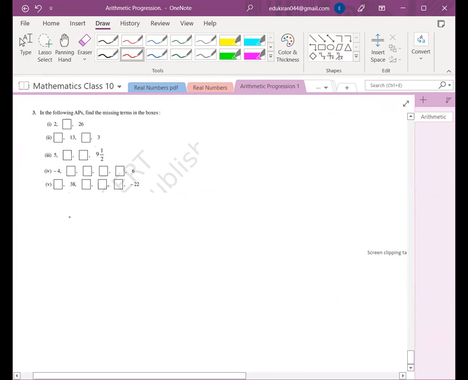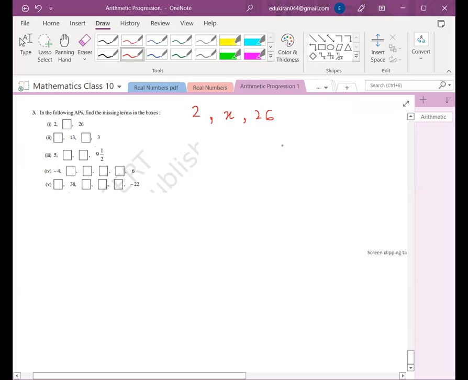Okay, now how to do it? This question is interesting. Pay attention here. I think for the first one, there are two methods of doing. Let us look at both the methods. First of all, see here 2, and the next term is not given. Let me assume it to be x. And the next term is 26. These are the three terms of the AP which are given. You have to find how much is x.